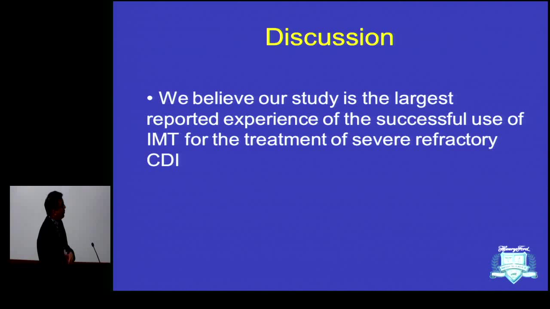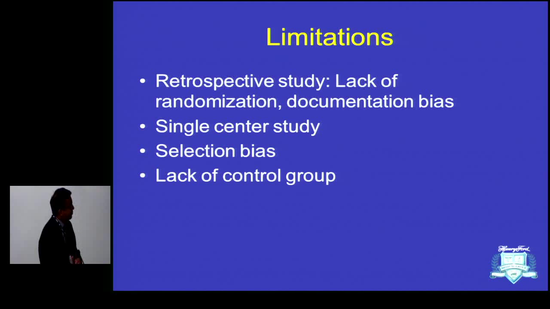Currently, it's 15, according to this report, but we have probably doubled the number now. Overall, in the world's literature, there are less than 10 patients, individual case reports. One had like four patients. So we have the largest experience to treat acute severely ill CDI in the hospital and successfully curing them. Limitations: retrospective study, lack of randomization, documentation bias, it's single-centered, selection bias, lack of control group.